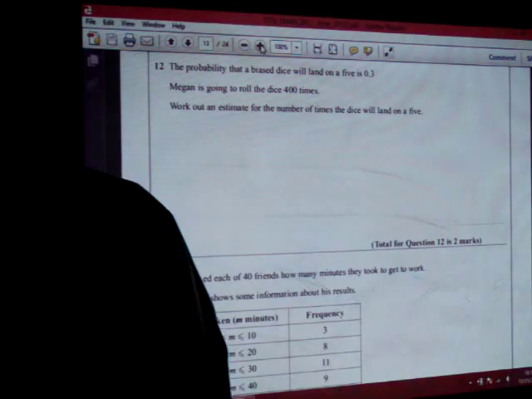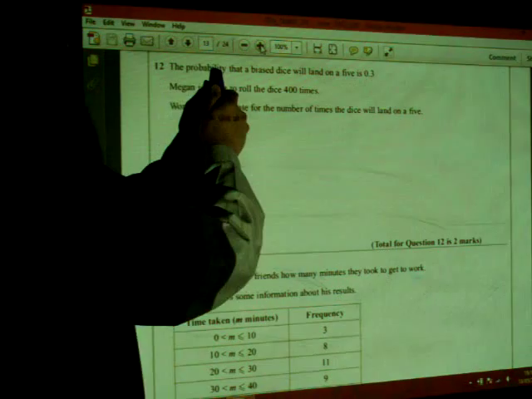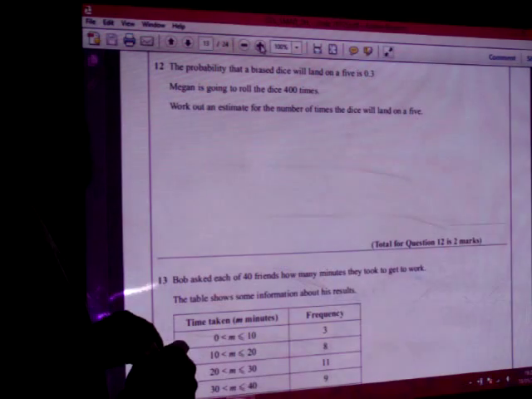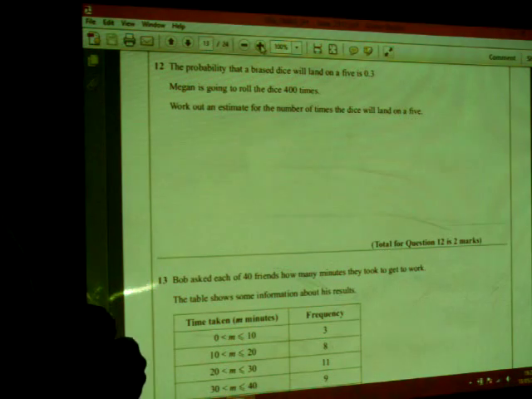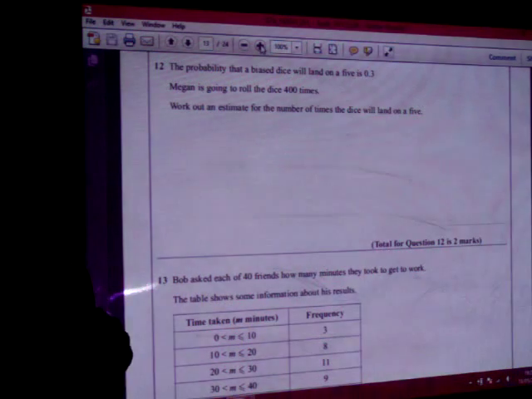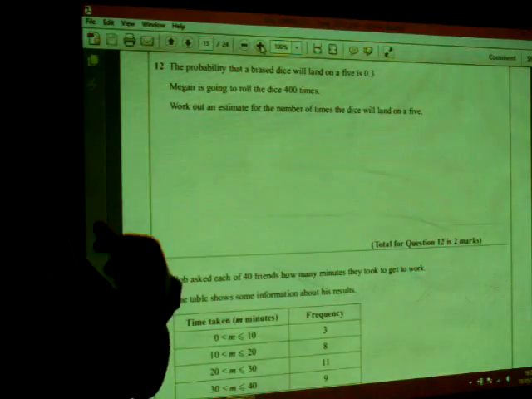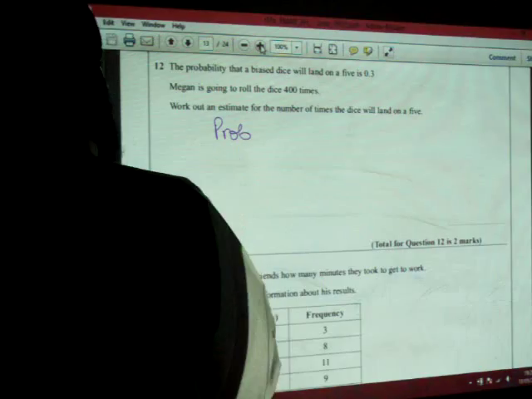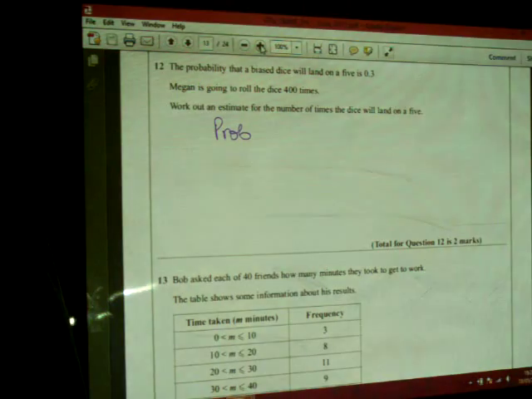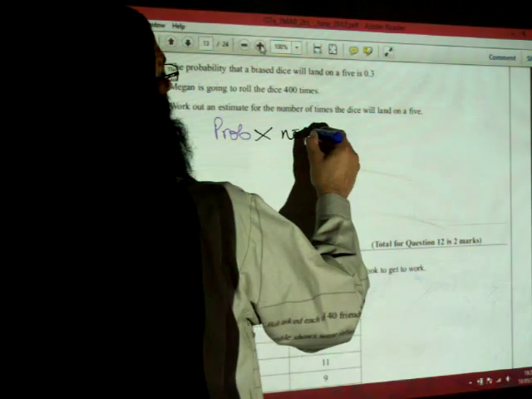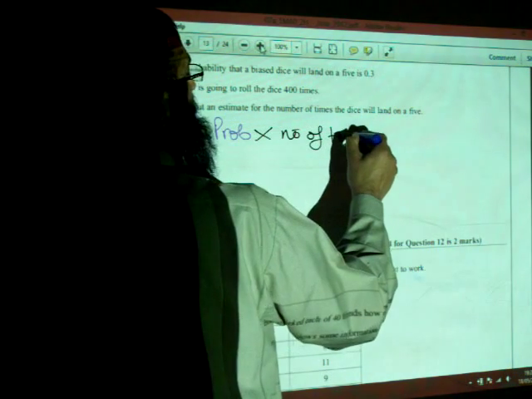Question number 12: the probability that a biased dice will land on a 5 is 0.3. Megan is going to roll the dice 400 times. Work out an estimate for the number of times the dice will land on a 5. To do a calculation where you have a repetition that many times, we have our probability, and we multiply it by the number of times we repeat the experiment.